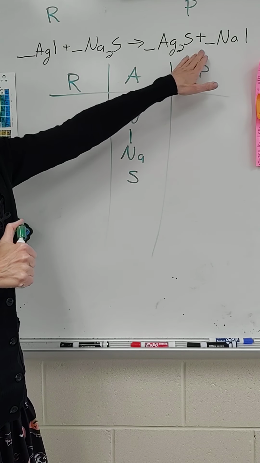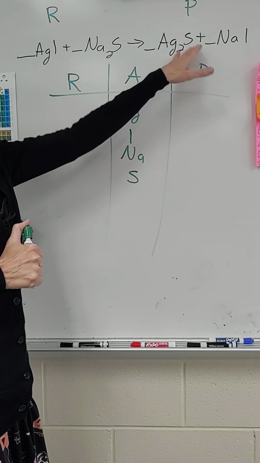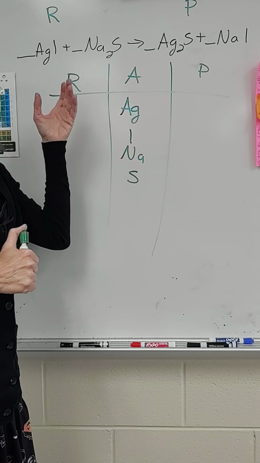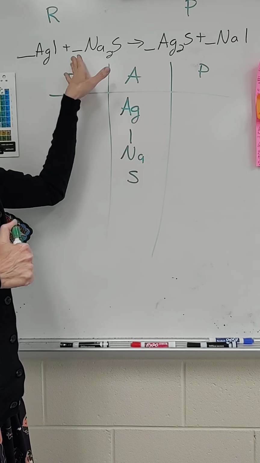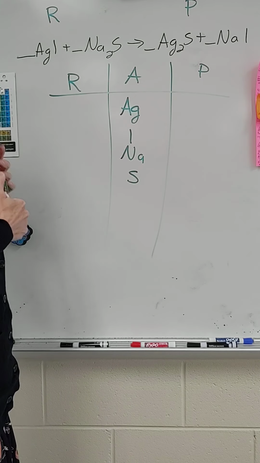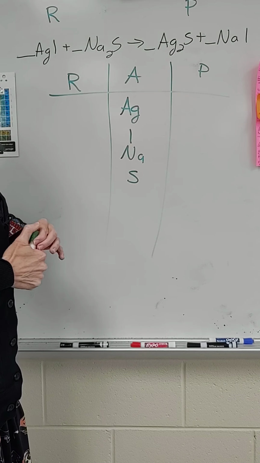Nothing can just appear out of nowhere. Anything on the product side has to show up on the reactant side first. Nothing disappears, all right? Everything that's on the reactant side has to show up on the product side. Now let's look at the numbers of each that we have on each side.